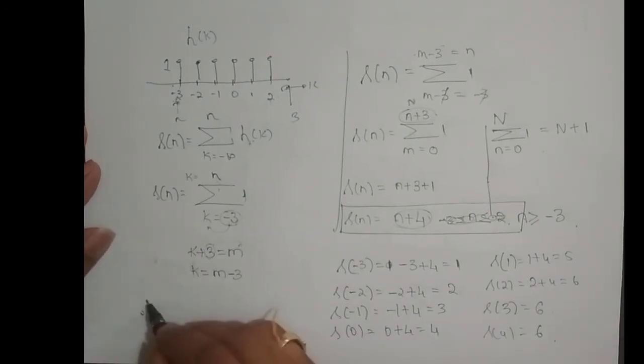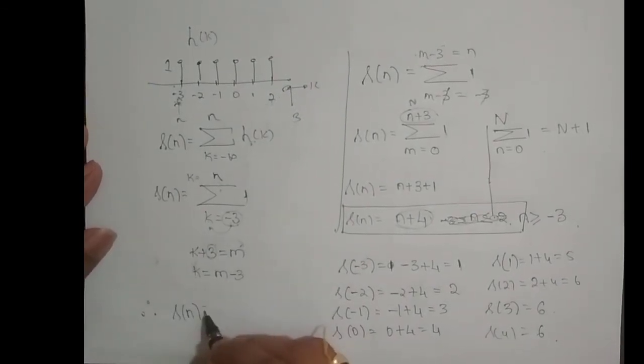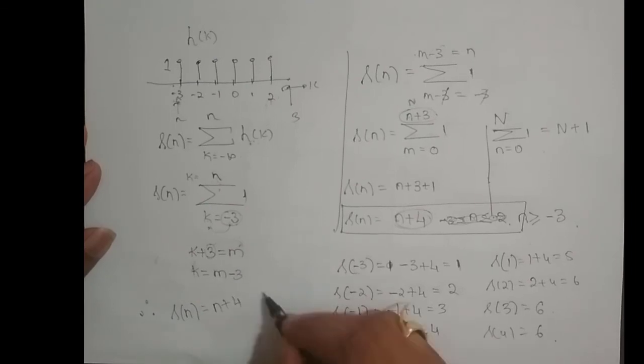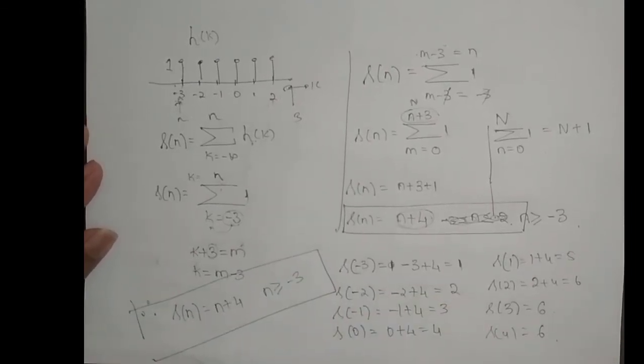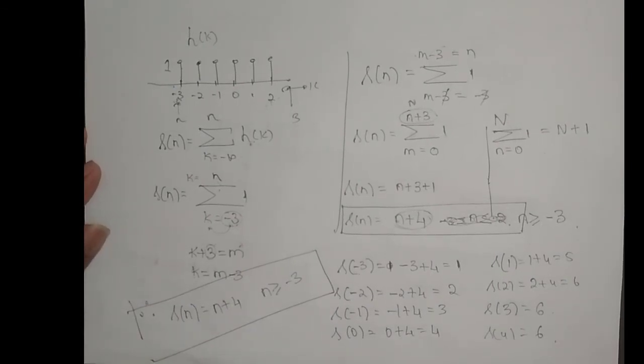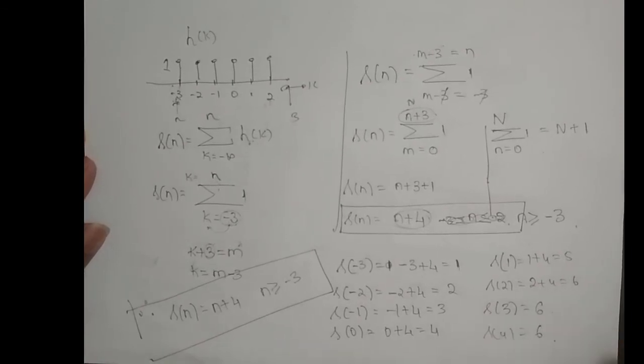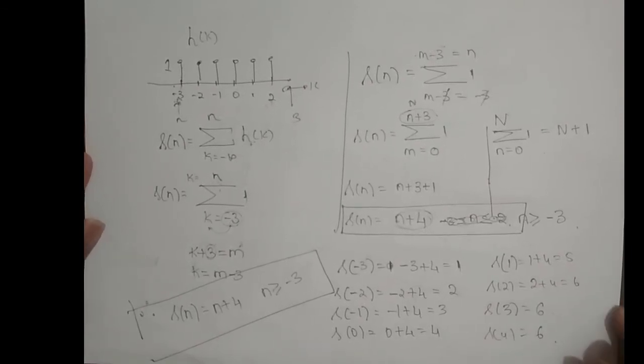Okay. So therefore, the step response is nothing but n plus 4, for n greater than or equal to minus 3. So this is the step response of a system h of n. If you are still in confusion, if you didn't get the concept, I will take a few more problems in the next videos so that you will be convinced.